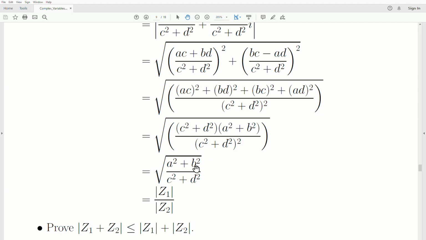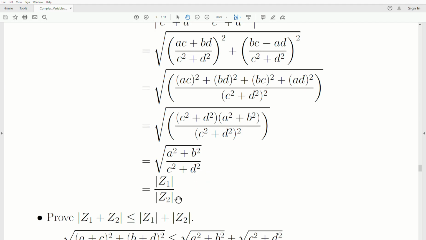And now note that since the numerator is a positive real number, and this is a positive real number, you can break it up into the square root of the numerator divided by the square root of the denominator, which is just the modulus of these two complex numbers.